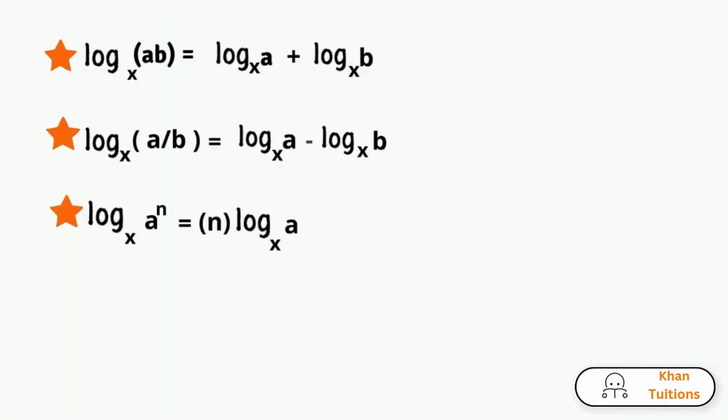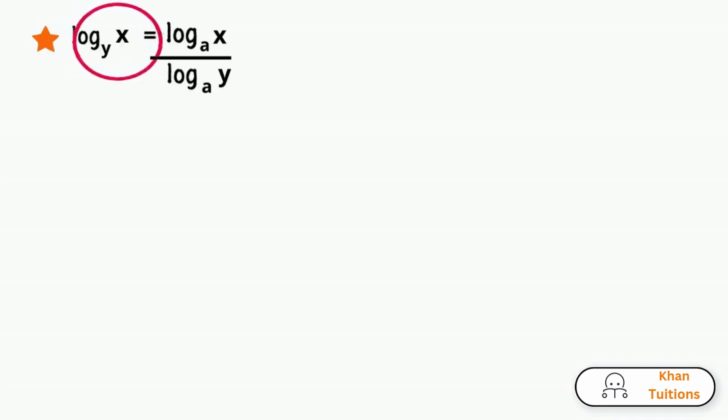We have already grasped the three properties of logarithms. The change of base formula is also one of these properties. This law states log of x to the base y is equal to log of x to the base a divided by log of y to the base a. Observe how this changed into the quotient of two logs.